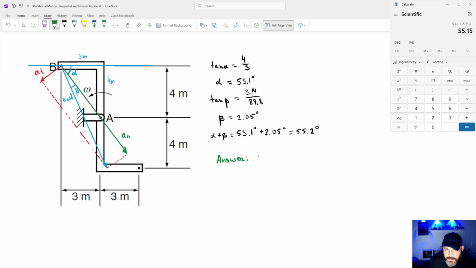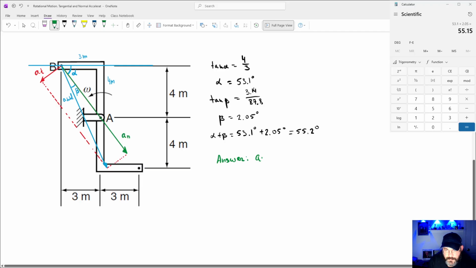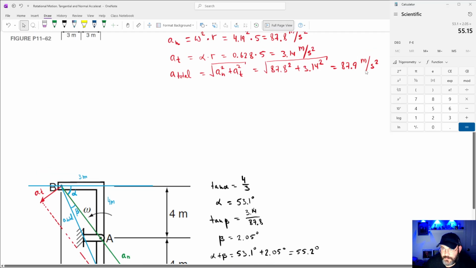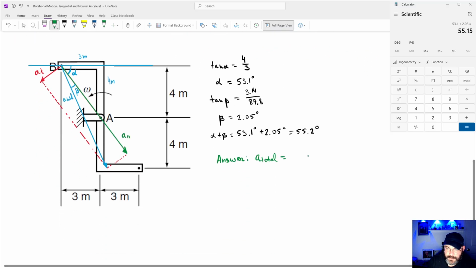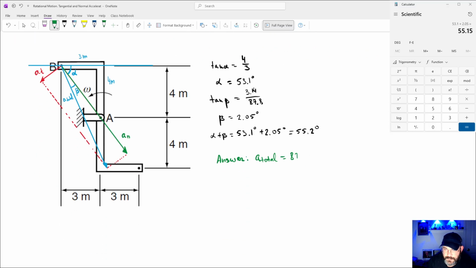Okay, so we can write down our answer. So our total vector is equal to 87.9 meters per second squared at 55.2 degrees.